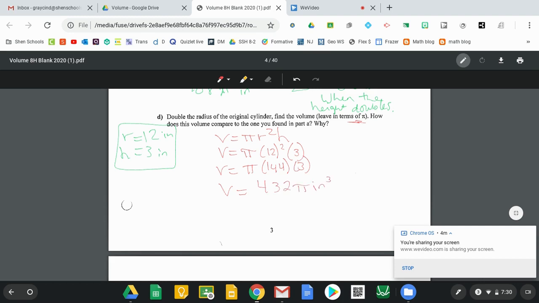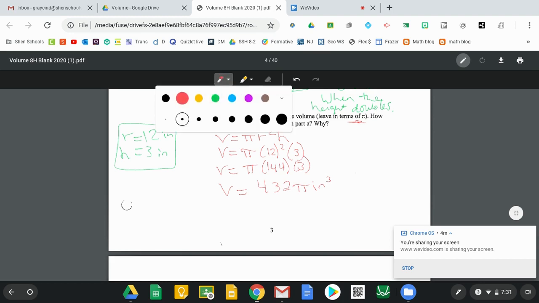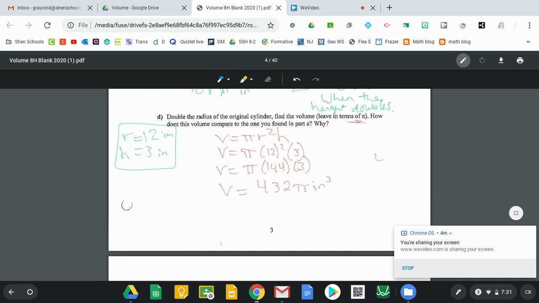So much, much larger. And if we compare that to our original volume, 432 pi compared to 108 pi, you'll see that when you divide those, you get 4. So the volume of the cylinder, when you double the radius, you quadruple the volume.